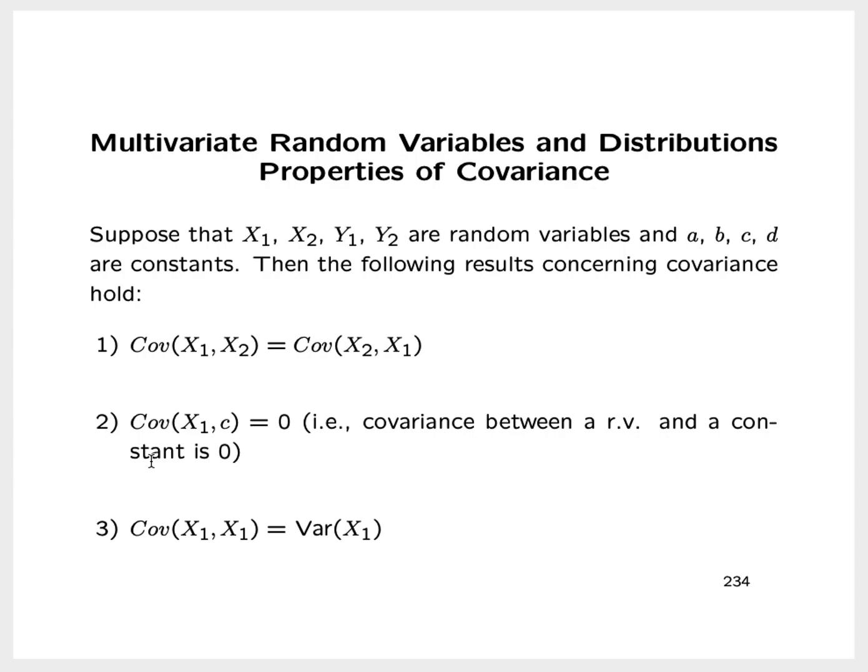The second property is that the covariance of x1 with a constant is 0. In other words, the covariance between any random variable and any constant will always be 0. The third property is very useful. The covariance of a random variable with itself is the variance of that random variable. This is helpful because it's often useful to re-express the variance of a random variable as the covariance of the random variable with itself.